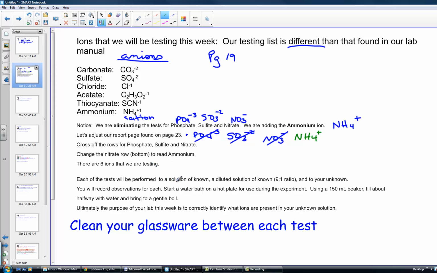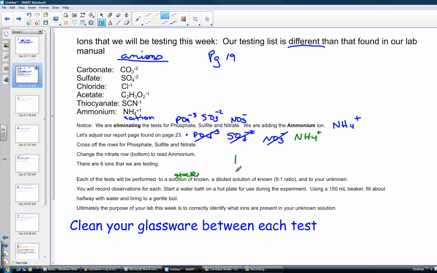Notice each of the tests, as we're staring at page 23, each of these tests are actually being performed 3 times. Alrighty, so as we're following the directions for each one of these testing ions, the procedure is done to 3 separate solutions. One of them is the stock solution. I call that the stock solution. It's just fresh out of the jar right from the chemical tray. So you'll take out a stock solution and perform the test.